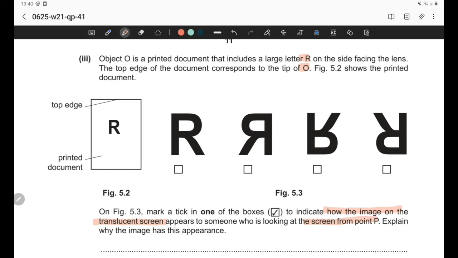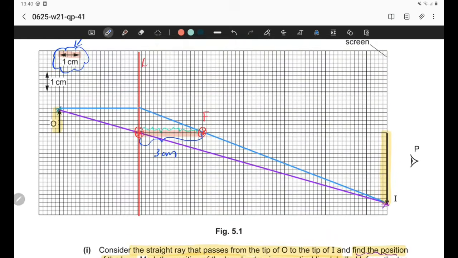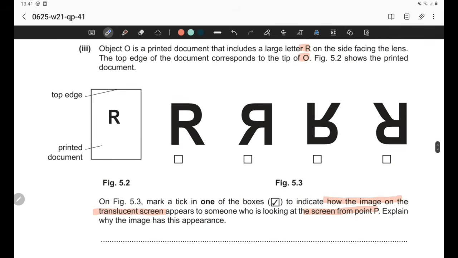So we have to see how someone looking from position P can see the letter R, which has been kept where the object O is placed. We can understand from the given figure that the image must be inverted. So we can see the letter R as an inverted one if we are looking from the position P as mentioned. Therefore the correct answer is the inverted R.